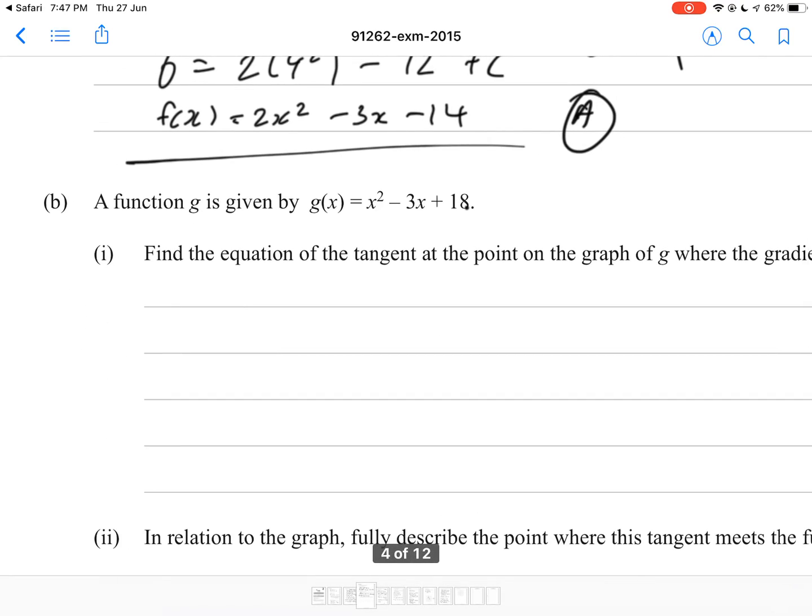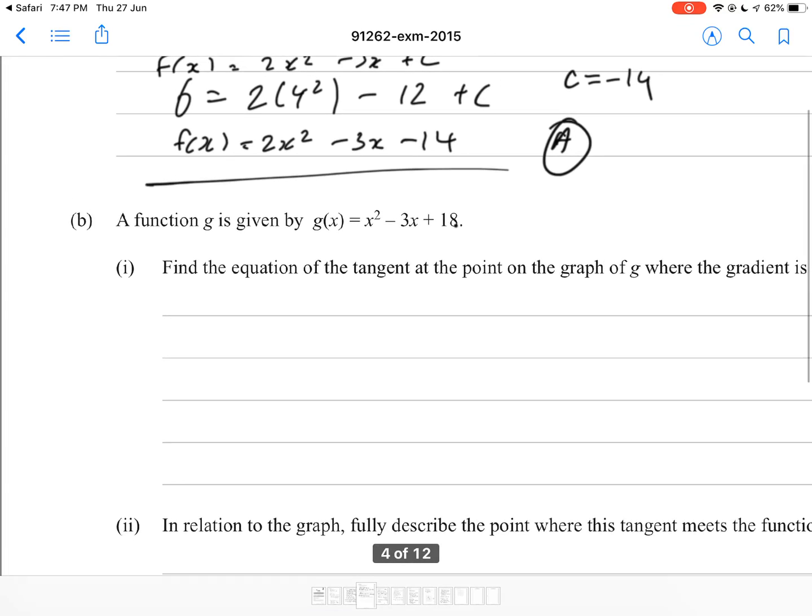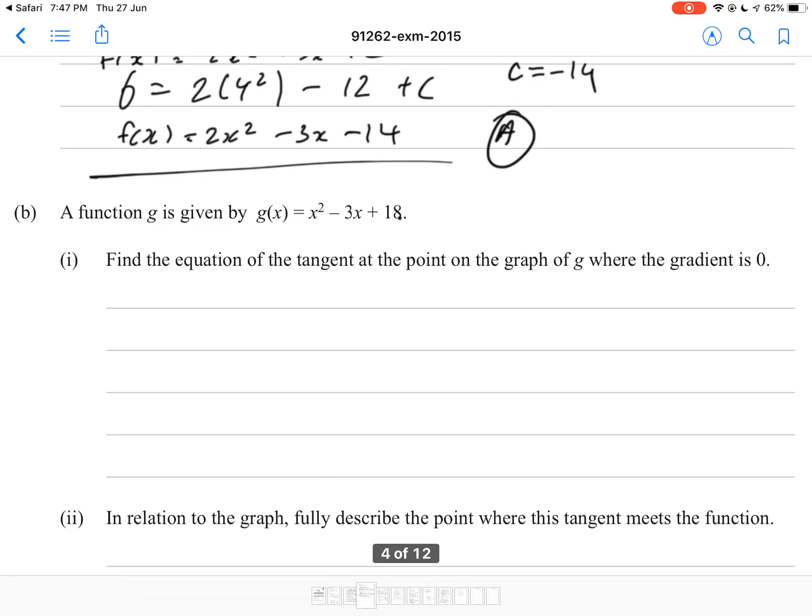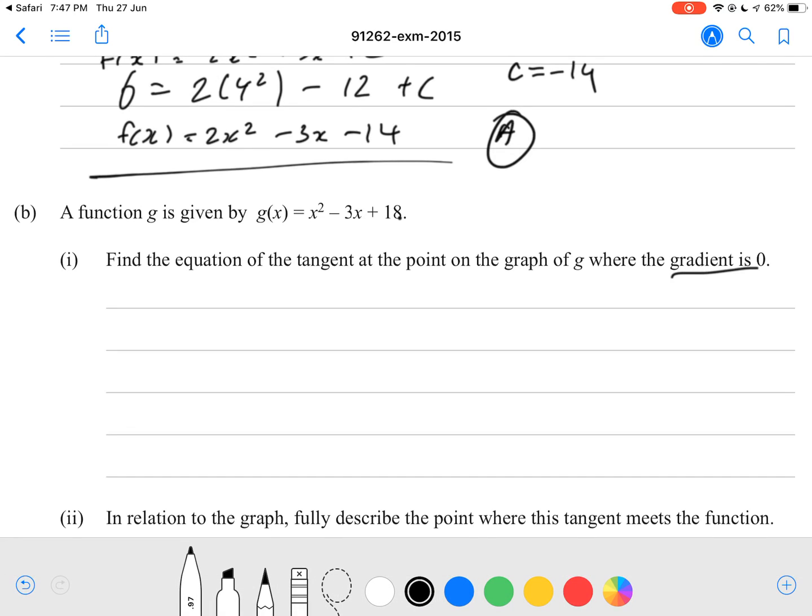Okay, a function g is given by g of x equals x squared minus 3x plus 18. Find the equation of the tangent at the point of the graph of g when the gradient is 0. Okay, so the gradient is 0, that means it's a turning point, okay? So first thing, we've got to differentiate to find our gradient function. So g dash of x equals 2x minus 3.